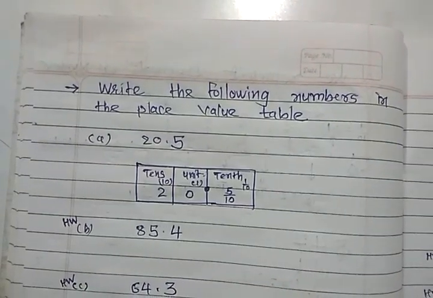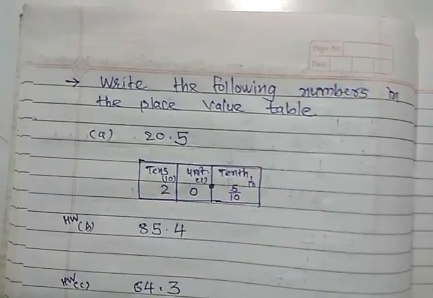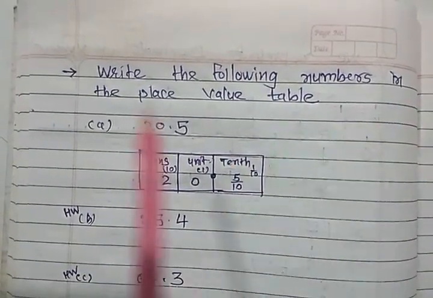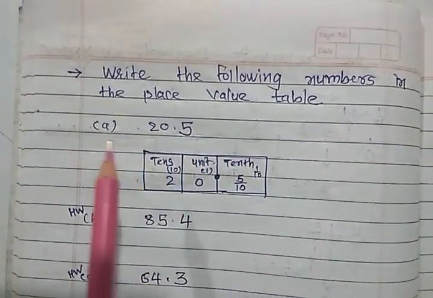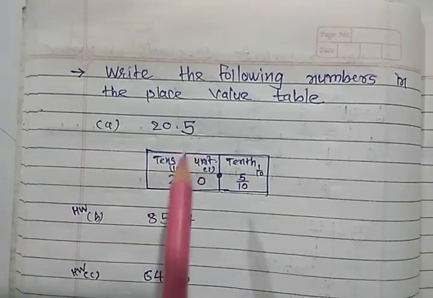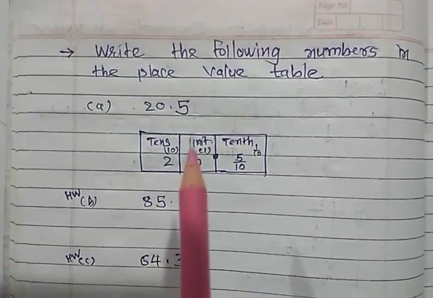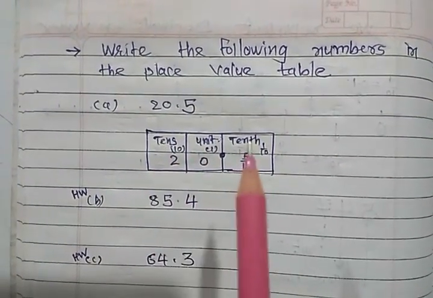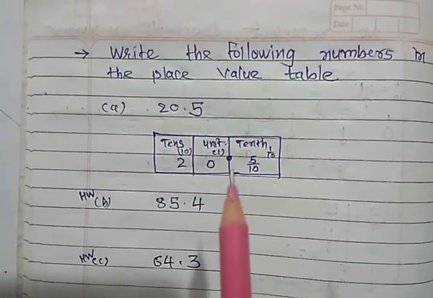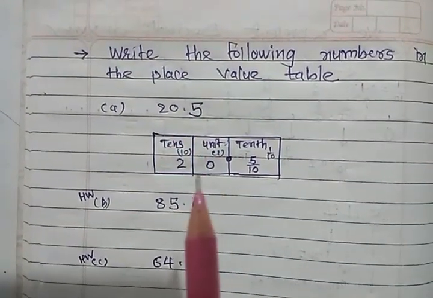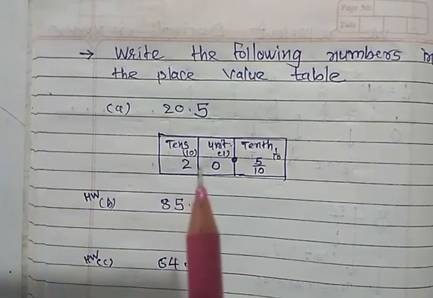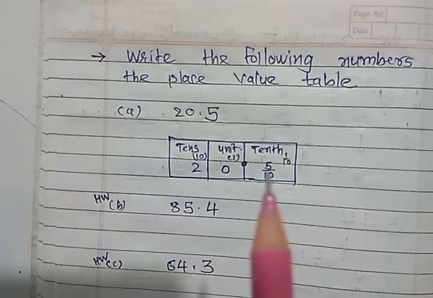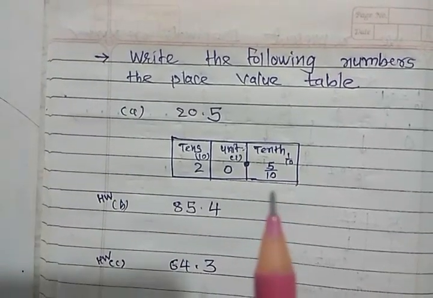Now students, let's move ahead. Write the following number in the place value table. The first one, 20.5. Here we write this table, with units and tenths. Here is the decimal point. So now 0 is in the unit place, 2 is in the tens place, 5 is in the tenths place. So we write 20.5 as 5 upon 10 like that.